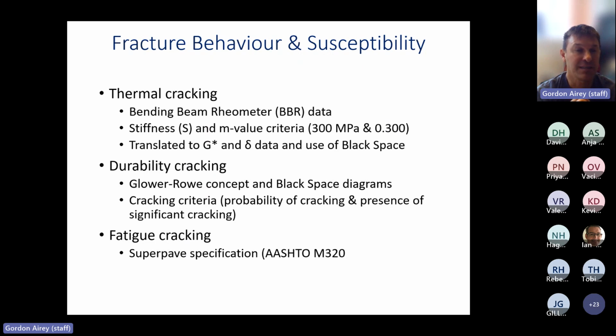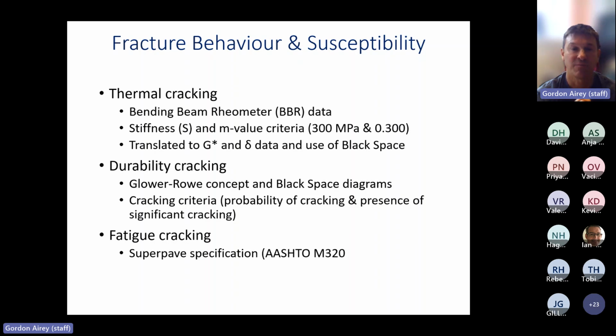The next one is durability cracking, where we've introduced the Glover-Rowe concept, or Glover-Rowe parameter, which is all based around the black space diagram. So that's where the black space diagram is basically the building block for us to actually use that Glover-Rowe parameter to understand durability cracking, aging effectively, in terms of how it affects our materials. And the last one is fatigue cracking.